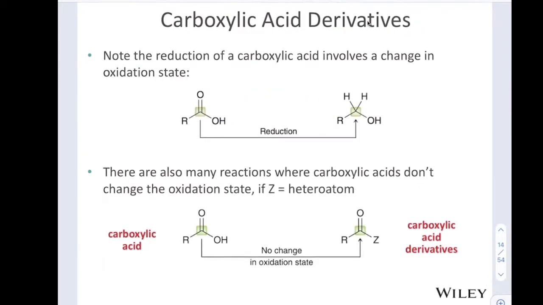Notice in that reduction reaction, we actually have a change in oxidation state of that carbon. We also go from an sp2 to an sp3 hybridized carbon. And so that change in oxidation state is different from the rest of the chapter, where we're going to be talking about taking a carboxylic acid into a carboxylic acid derivative where we have maintained the sp2 character of that carbon as well as the oxidation state. We have simply interchanged the group that is on the carbon.